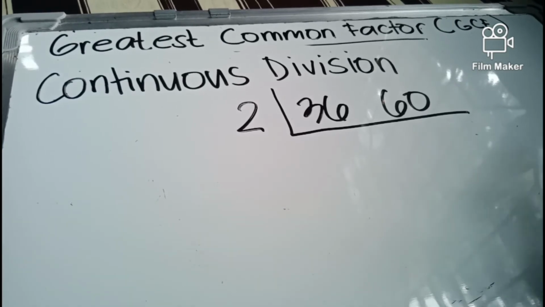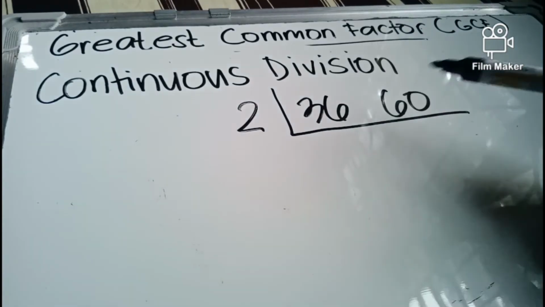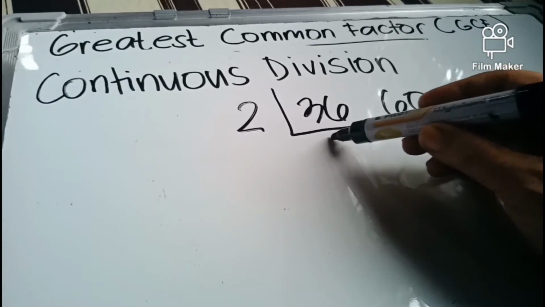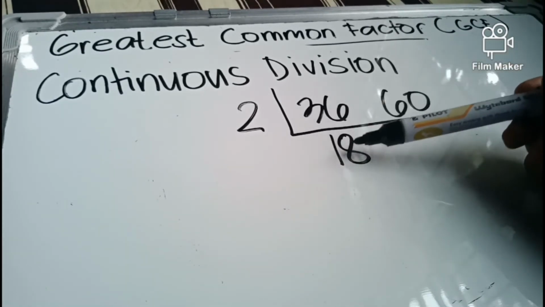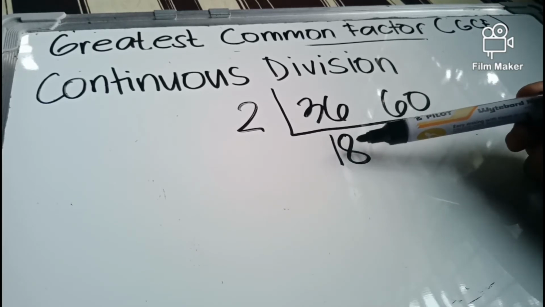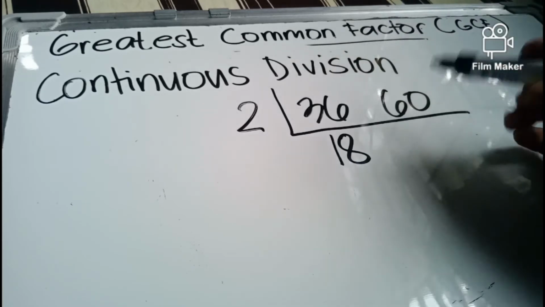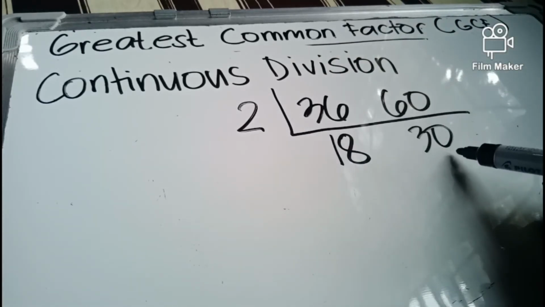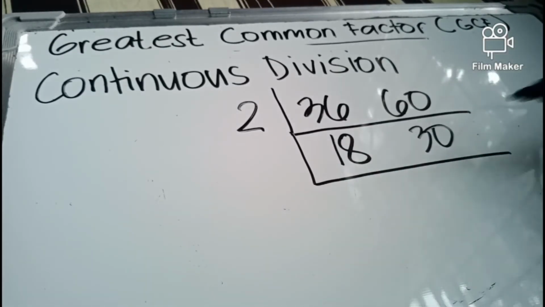So, balik tayo dito. We have now our prime divisors na 2. So, 36 divided by 2 is equals to 18. Yung quotient, isusulat lamang natin sa baba. Then, 60 divided by 2 is equals to 30. Nasa baba din yung quotients natin. And then, we will make a line and then, i-divide naman natin.